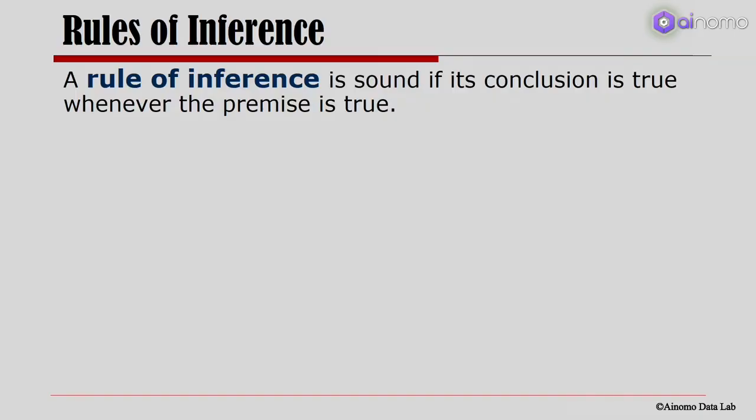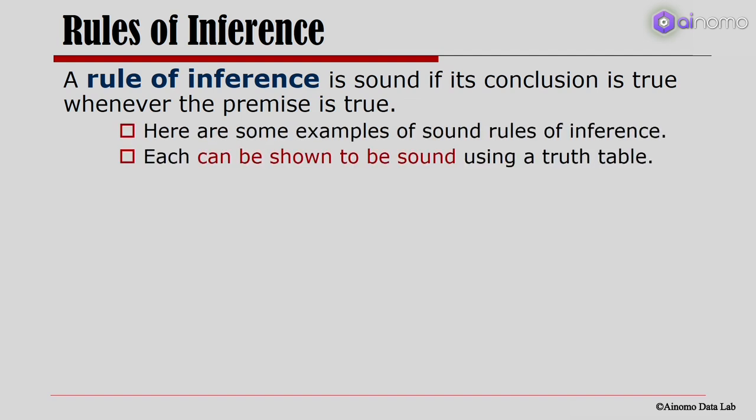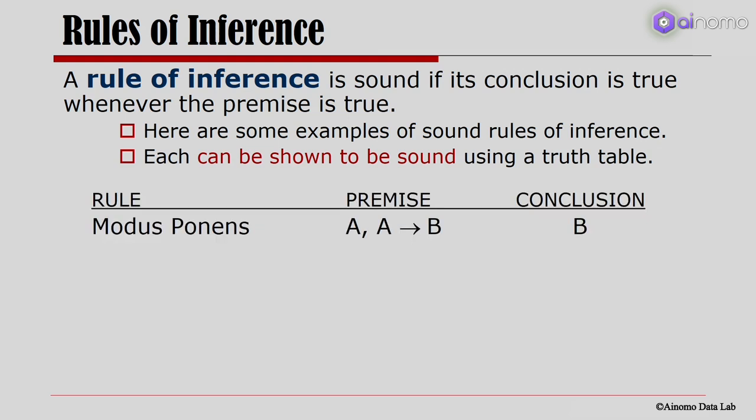Let us now focus on what we mean by rules of inference. A rule of inference is sound if its conclusion is true whenever the premise is true. So here are some examples of sound rules of inference, and each can be shown to be sound using a truth table. The first one, modus ponens, is like I have A implies B and I know A, therefore I could conclude B. A implies B, A, therefore I could draw the conclusion B.